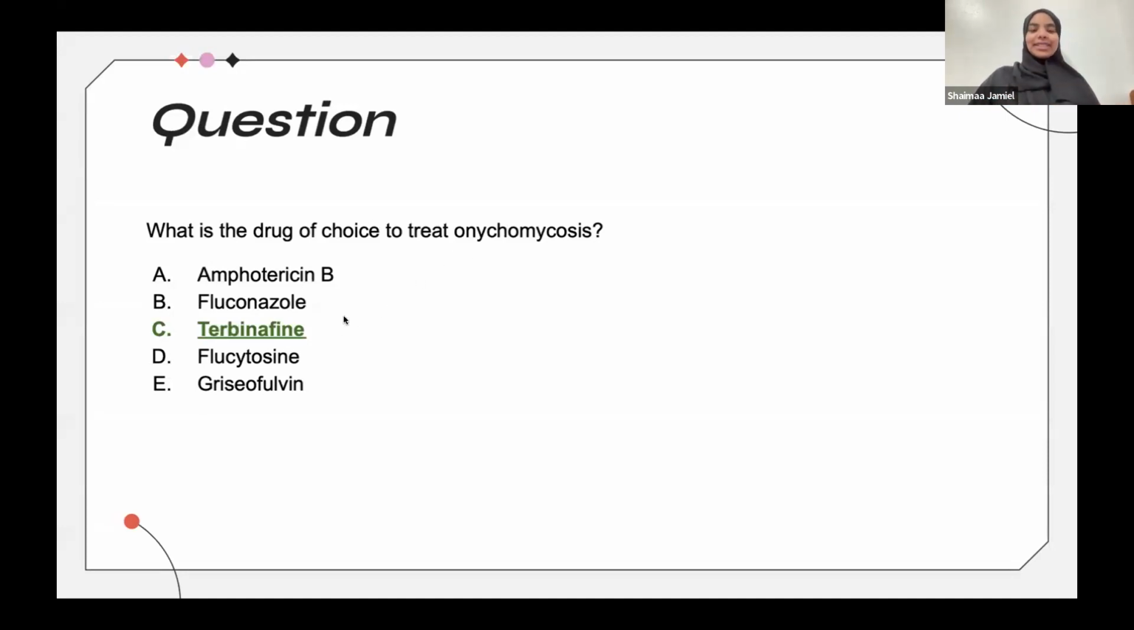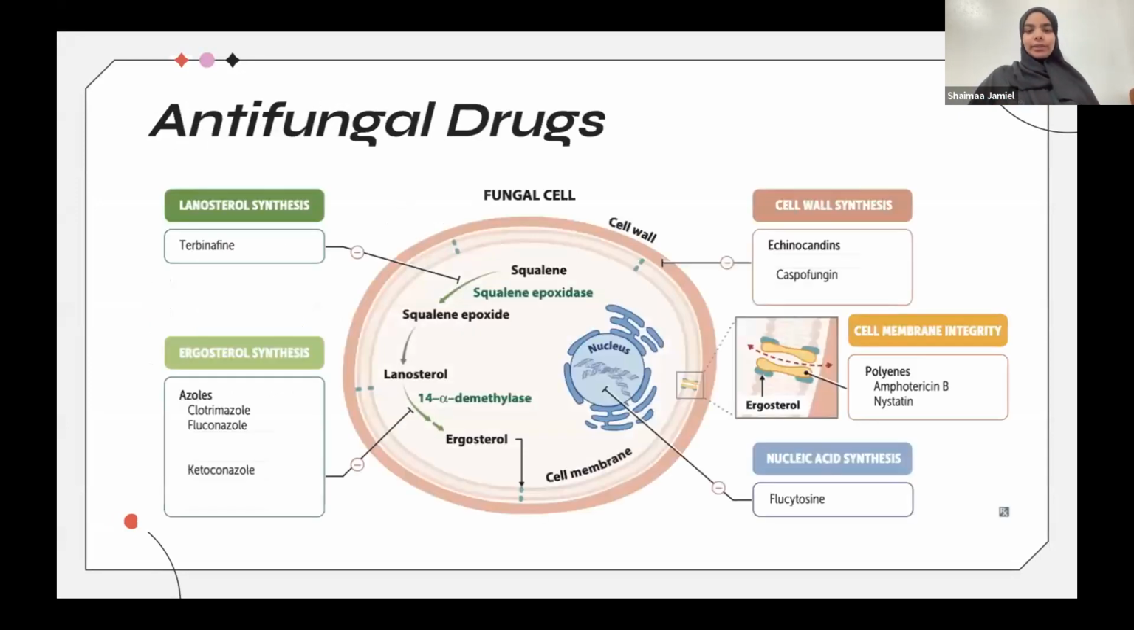So the drug of choice for onychomycosis is terbinafine. Amphotericin is usually for the severe invasive candidiasis and aspergillosis, like disseminated fungal infections. And we're going to see everything right now.